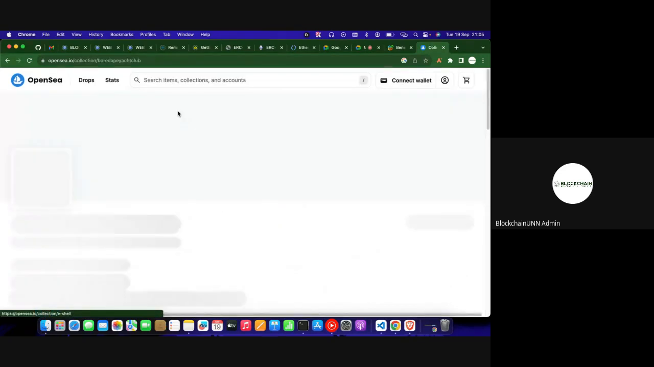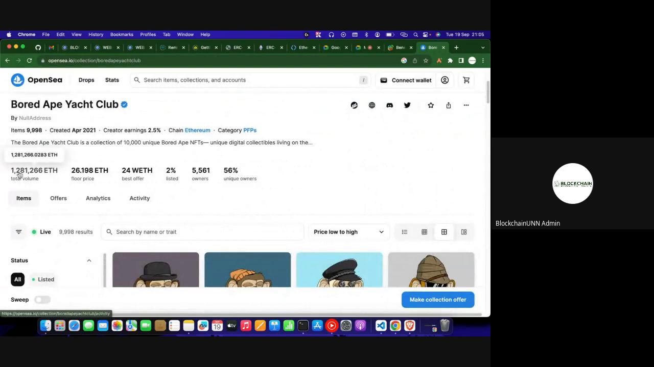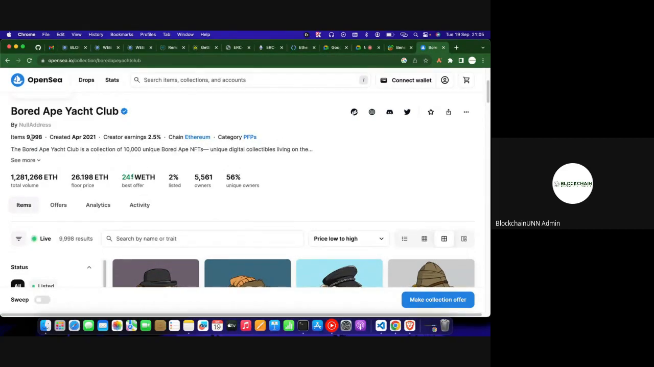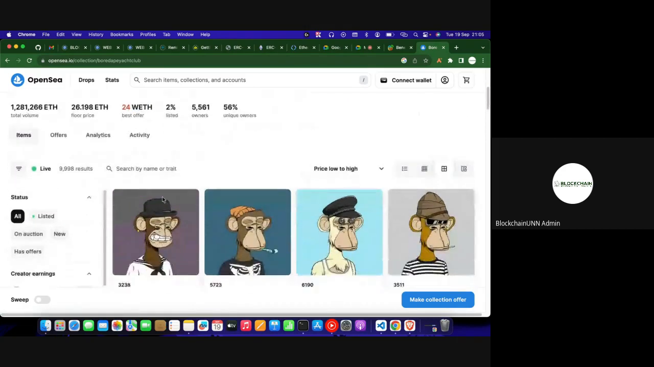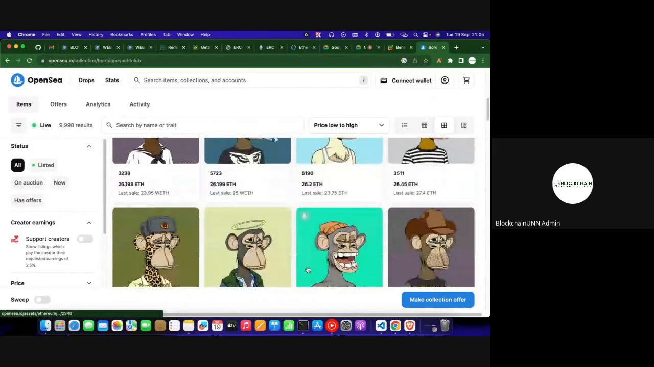Yep, so I talked about the Bored Ape Yacht Club NFT, right? Now this has a whopping total of 1.2 million in total volume. And now here's the crazy part. There are just 9,998 of this existing, right? And you can see the best offer you can probably get for this is like 24. Do you know how much that is?